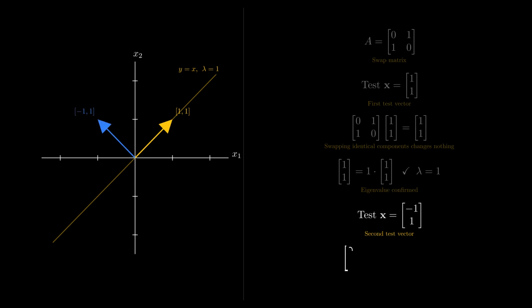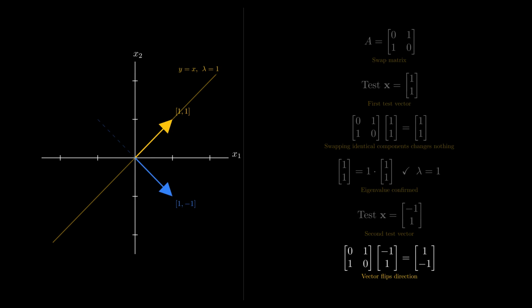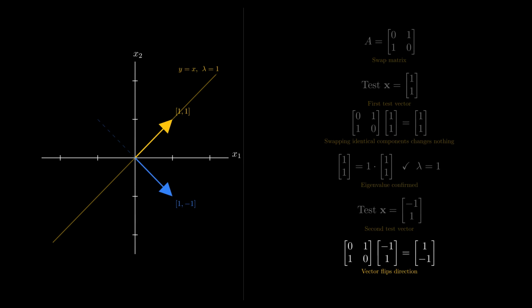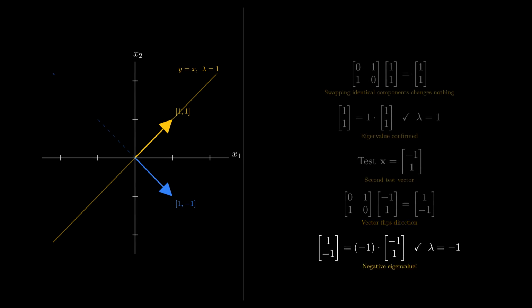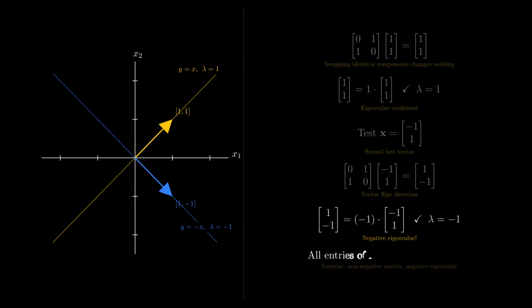Now test the vector negative 1, 1. A times negative 1, 1 gives 1, negative 1. Let's check negative 1 times the vector. Negative 1 times negative 1, 1 equals 1, negative 1. That matches. So lambda equals negative 1.